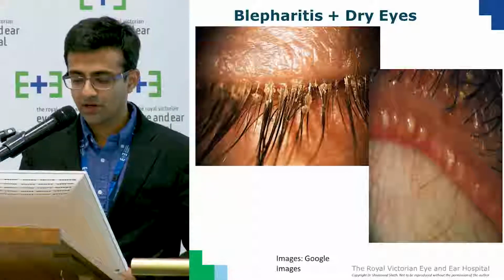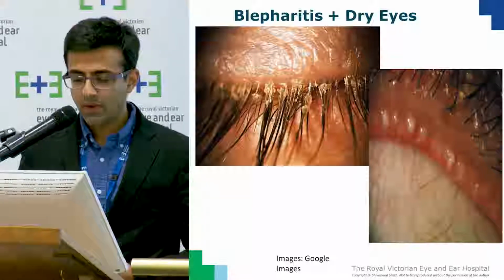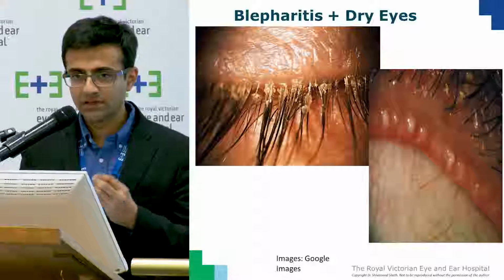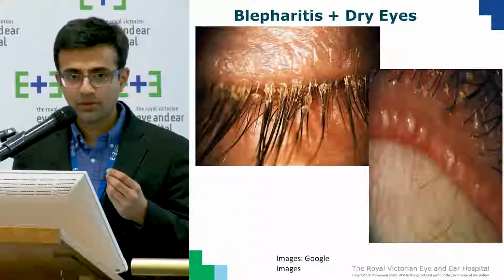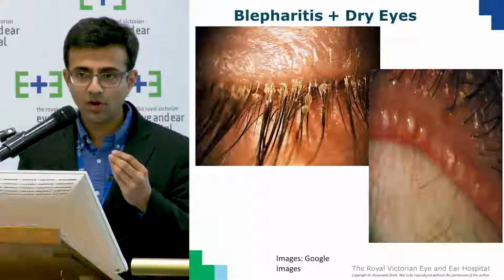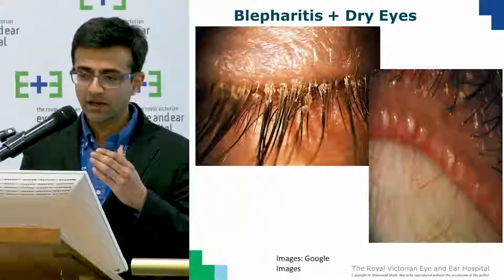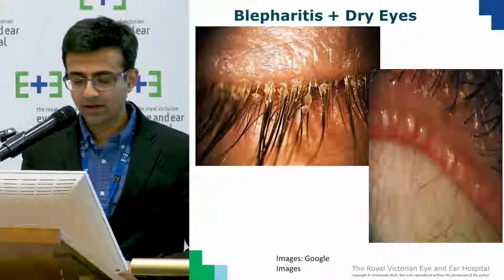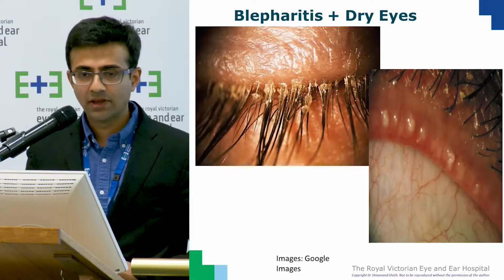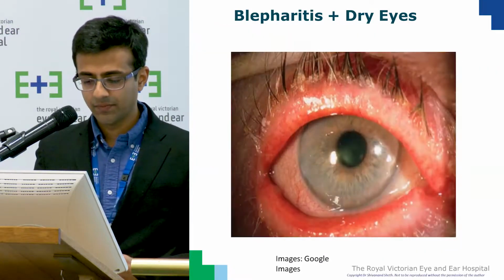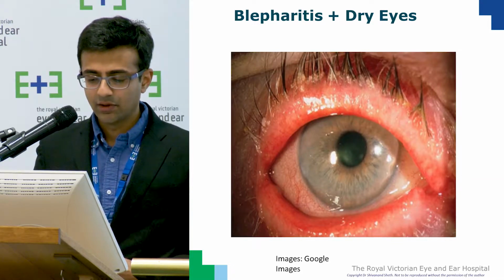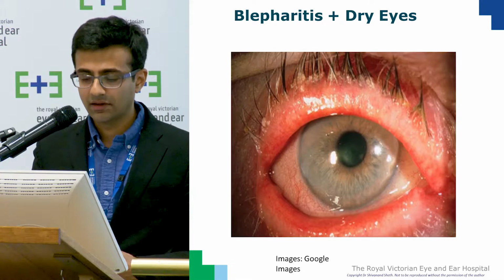Or you could have posterior blepharitis, where the meibomian glands that are closer to the eye get inflamed, and the meibomian glands are very important in contributing to a healthy tear film. They secrete the oily component of the tears, and that keeps the tears on the eye for longer. So if they've got a blocked meibomian gland, the tears are not healthy, so they end up with a dry eye. And blepharitis plus dry eye can give you a chronic red eye, inflamed eyelids, and cranky patients.